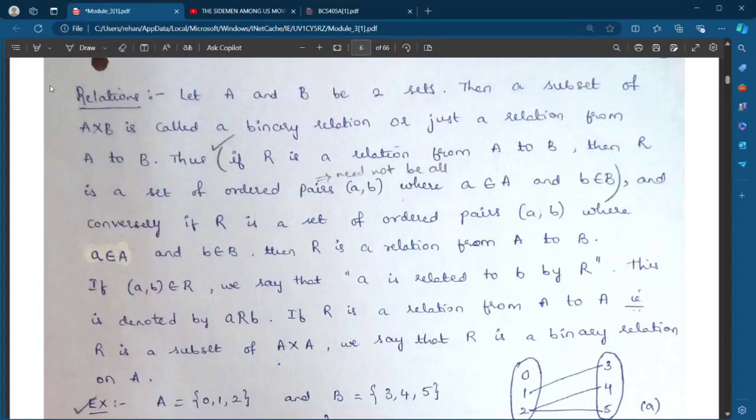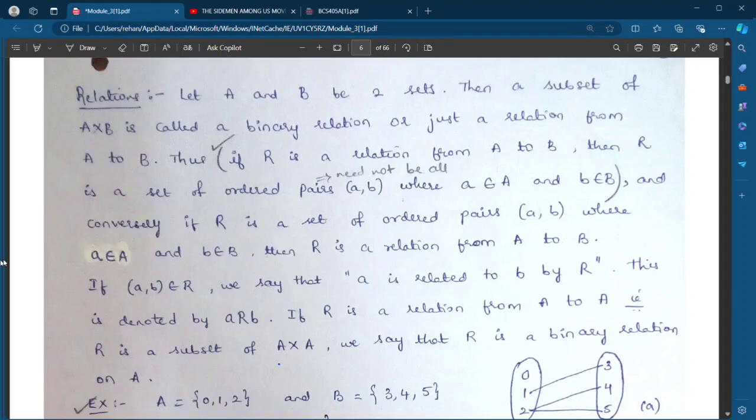Now suppose A is {1, 2} and B is {3, 4}. So A cross B will be (1,3), (1,4), (2,3), (2,4). So four elements will be there. Any subset among these four pairs will be a relation from A to B. Thus, if R is a relation from A to B, then R is a set of ordered pairs (a, b), where a belongs to A and b belongs to B. And conversely, if R is a set of ordered pairs (a, b), where a belongs to A and b belongs to B, then R is a relation from A to B.